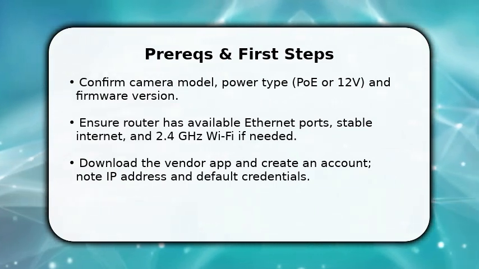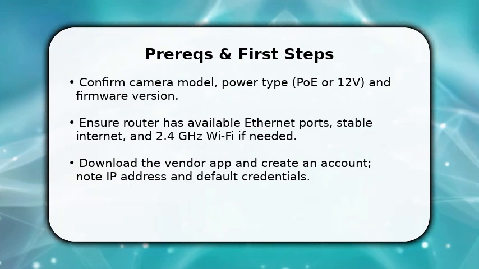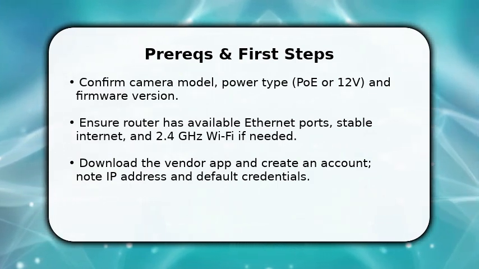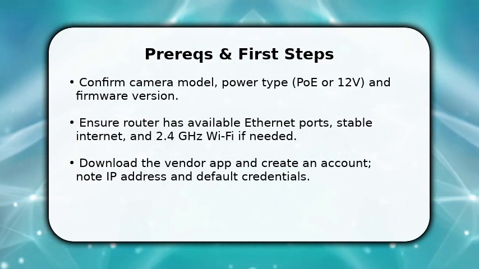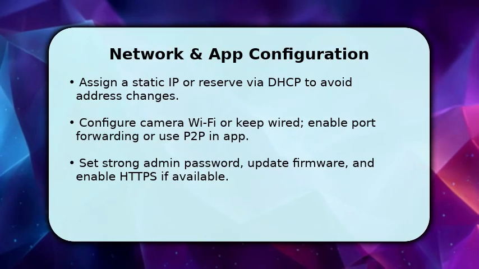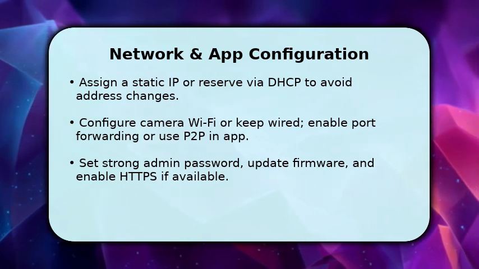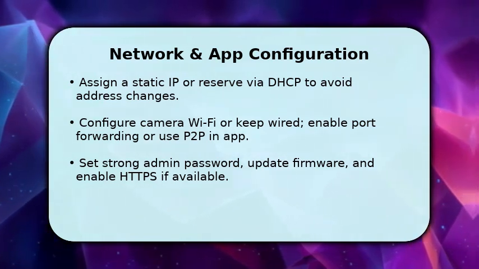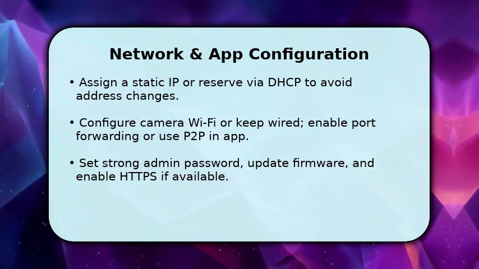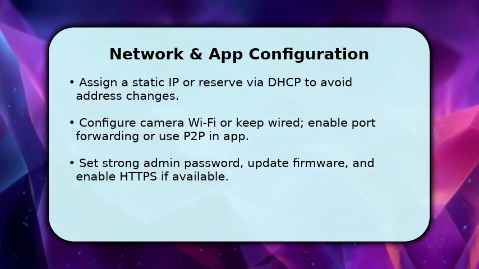You now configure network settings so the mobile feed stays reliable. First, assign a static IP or reserve it in your router's DHCP to prevent address drift. This helps when forwarding ports. Next, in the camera web UI or app, either join your 2.4 GHz Wi-Fi or keep the Ethernet cable.